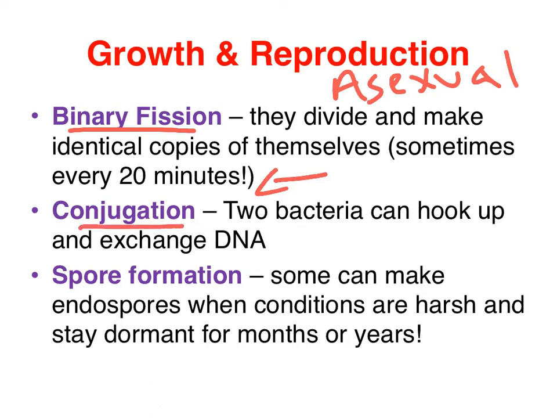Then there's a process called conjugation, in which two bacteria hook up together with the pili, and then there's an exchange of DNA. I'll show you that in the next slide. And then something cool that bacteria can do is they can produce what are called endospores. Endospores are protective coatings around the bacterium that allow it to stay dormant for months or even years in conditions that are unfavorable. And then when conditions do become favorable, the bacterium can become live and active again and start reproducing.